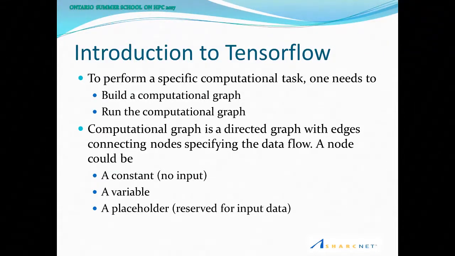Within the graph, there's a bunch of entities. One is constant, the other is variable, and the third one is very special. It's called a placeholder. It's reserved for input data. You have training data, but once you define the neural network, you haven't pulled in the input data, so you have to define a placeholder in the graph.